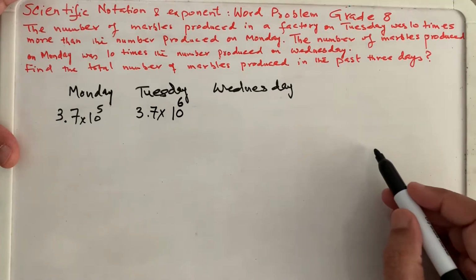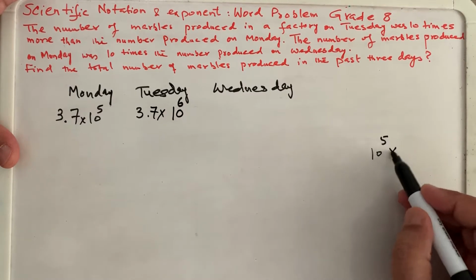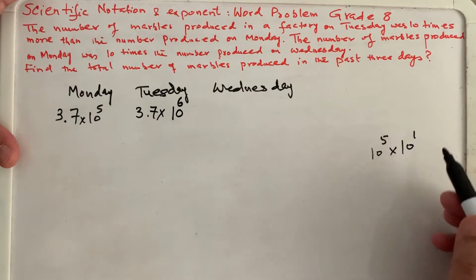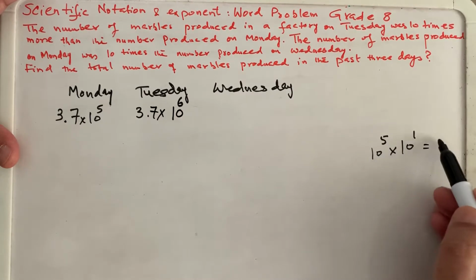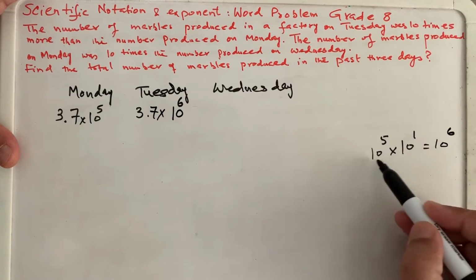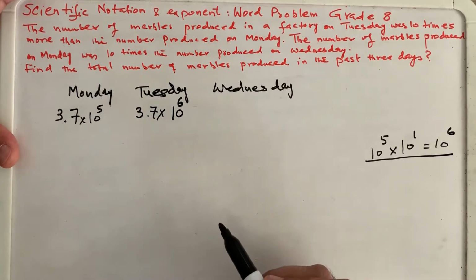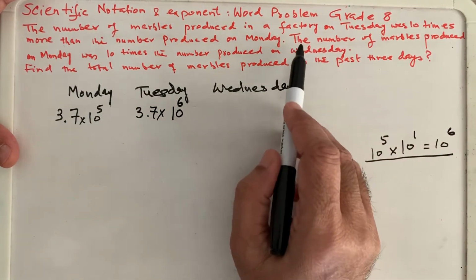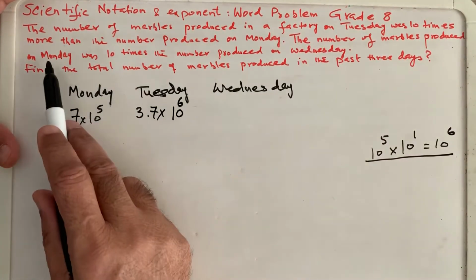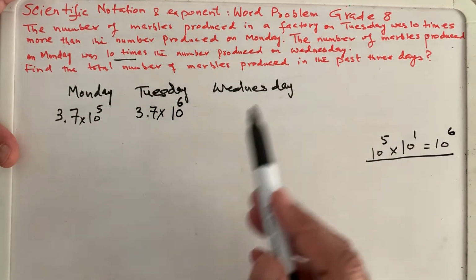Because we have the knowledge that if we have 10 to the power 5 times 10, right? Times 10, the exponents are being added. So that becomes 10 to the power 6. We learned the exponent rule as well, right? I have a video on exponents too, rules of exponents too. So now the number of the marbles produced on Monday was 10 times more than produced on Wednesday.